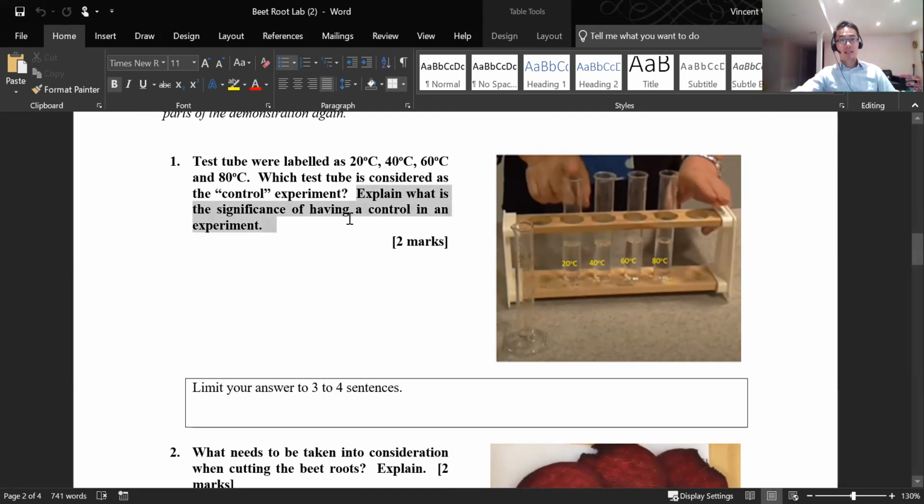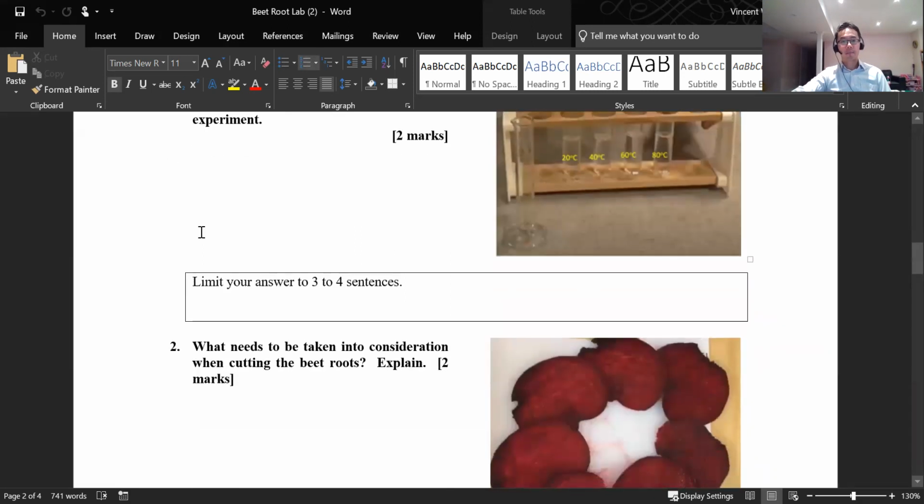And the second part asks you, what's the significance of having a control, right? By having a control, it allows you to have a reference to compare your experimental group with, right? Okay, it gives you a normal reference to base your observation on. Okay, some people also say there is no control in the experiment. So again, you need to have a control for the experiment, otherwise you have nothing to compare it to.